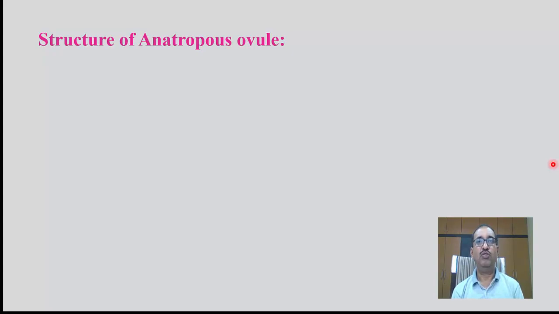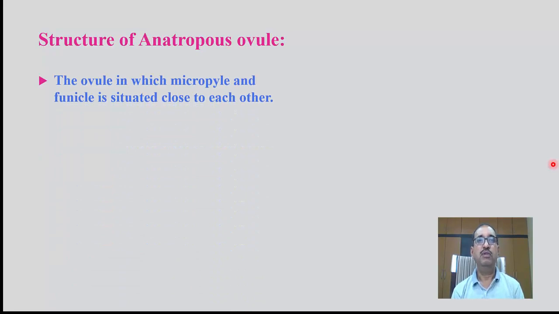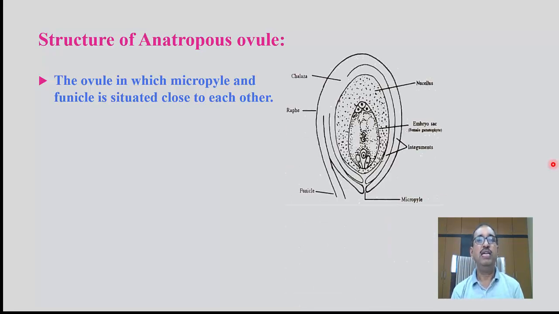Structure of anatropous ovule. Integumented megasporangium is called ovule, or egg containing body is called ovule. In angiosperm, the typical ovule is anatropous. Anatropous ovule means the ovule in which micropyle and funicle are situated close to each other.